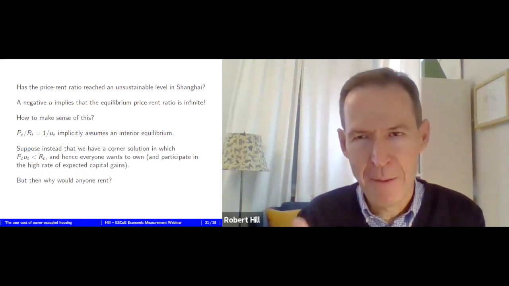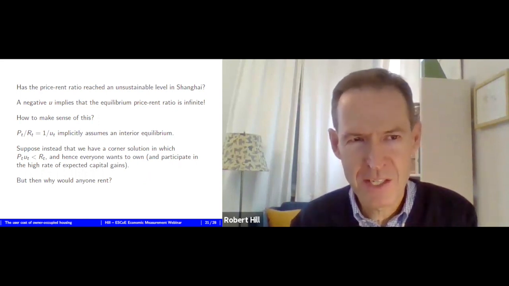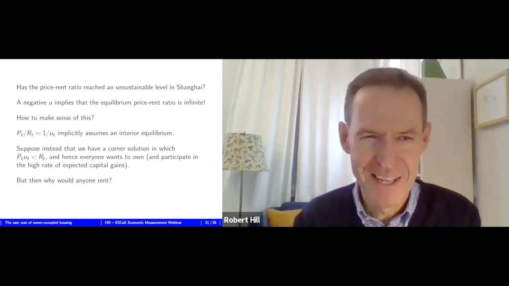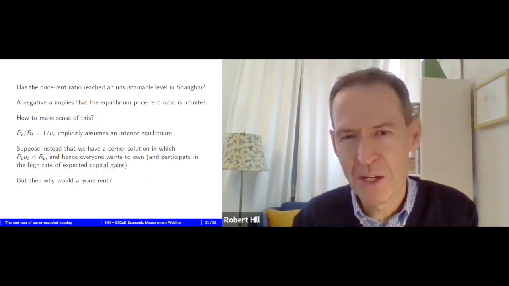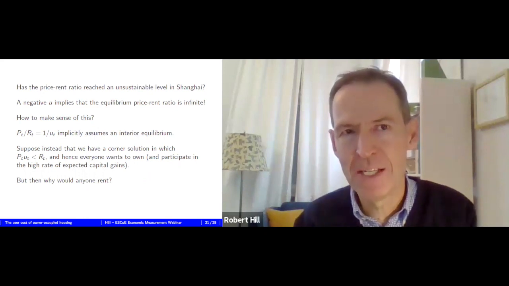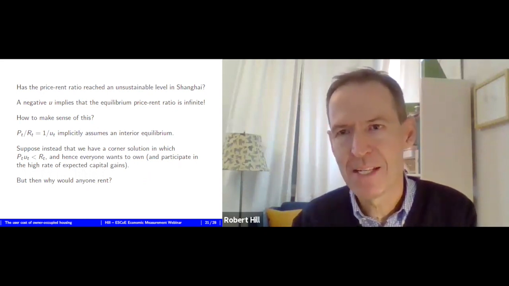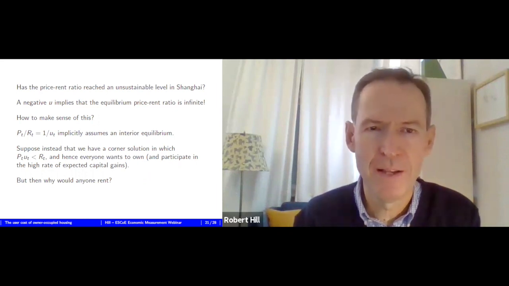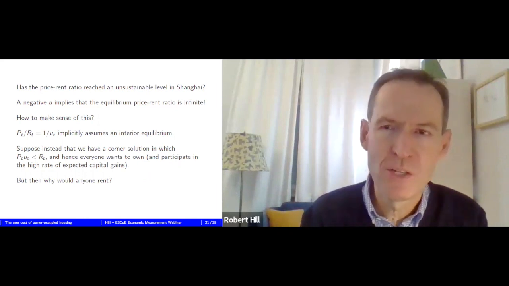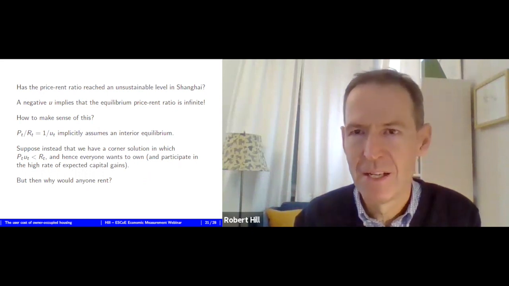We'll come back to that in a moment. What we would argue is really happening here is that you don't have an interior solution. What we have instead is a corner solution where everyone wants to own or occupy. And as a result, in equilibrium, when you get a corner solution where everyone wants to own or occupy, the user cost is going to be less than the rent.